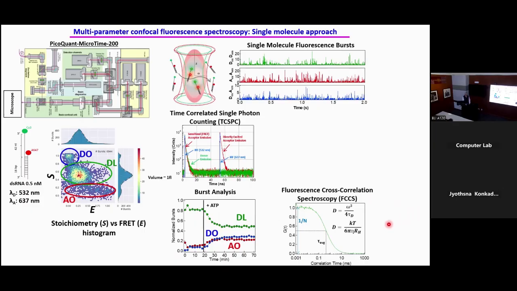FCS has somewhat of a pejorative nature to it from the old days of Elliott Elson and Watt Webb, who invented this, where it was not at the single molecule regime, and the concentrations were much higher, and there was a lot of fitting, and somewhat of subjectivity to fitting, with various artifacts like triplet states and double pulsing in the detector and so on.